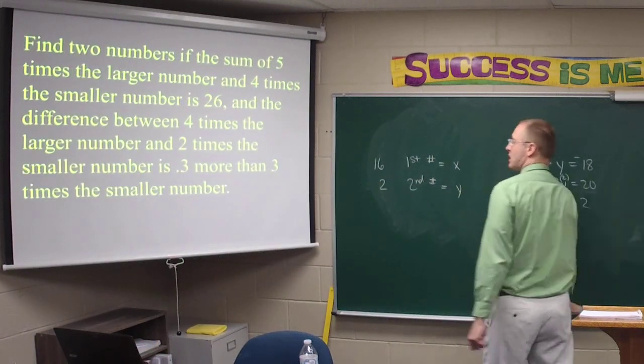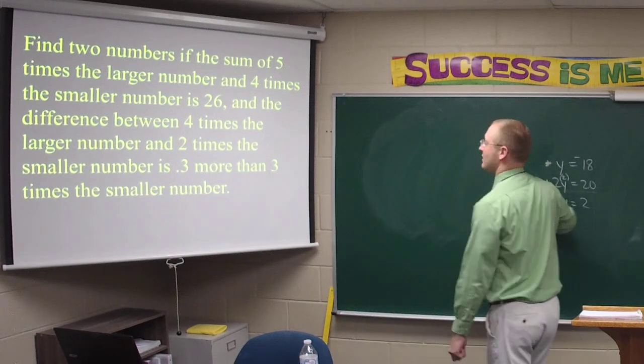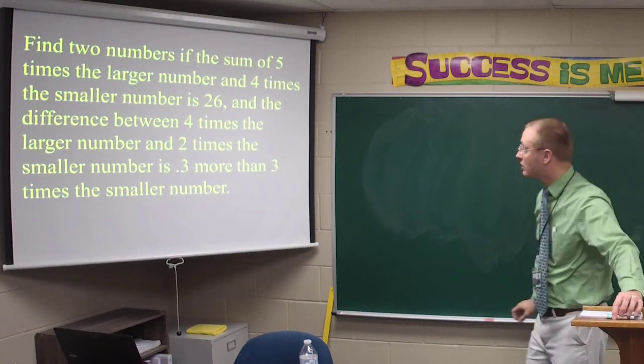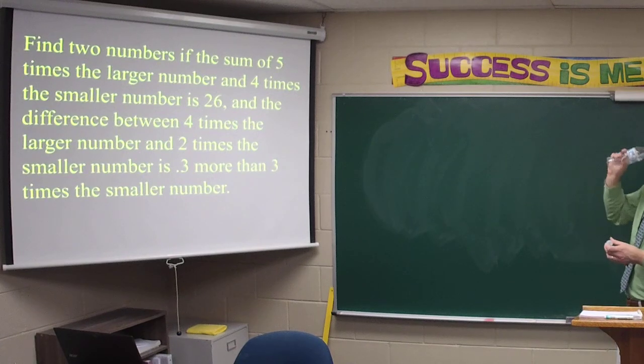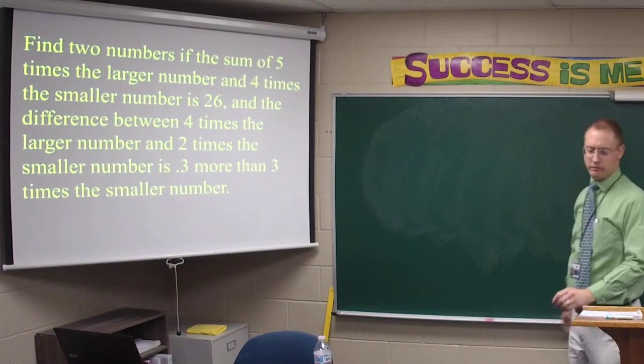This one's a fun one. I'm going to read this one, if you would, please. Brandon. Find two numbers with the sum of 5 times the larger number and 4 times the smaller number is 26, and the difference between 4 times the larger number and 2 times the smaller number is 0.3 more than 3 times the smaller number.